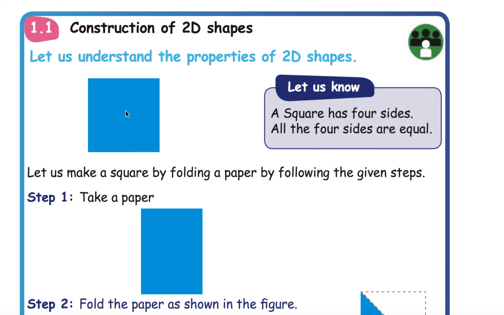These are 2D shapes, right? You know the difference between 2D and 3D, right? This is 2D. Square has 4 sides, all 4 sides are equal.